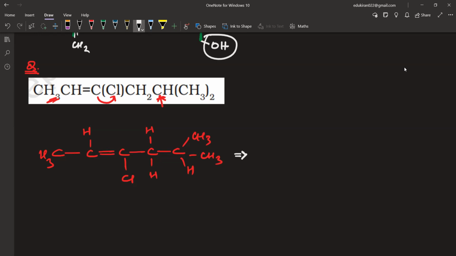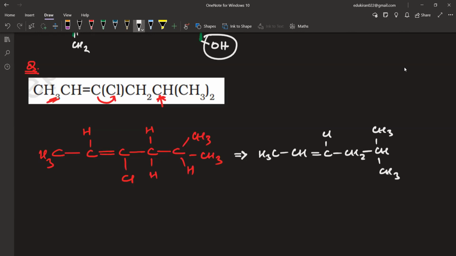So even when you are practicing reactions, if you write bond line structure, it will save most of your time and space also. So I'll write this as CH3, single bond CH, double bond C, and then I will write Cl, and then CH2, and then CH, which has CH3 here, and it has one more CH3 here.